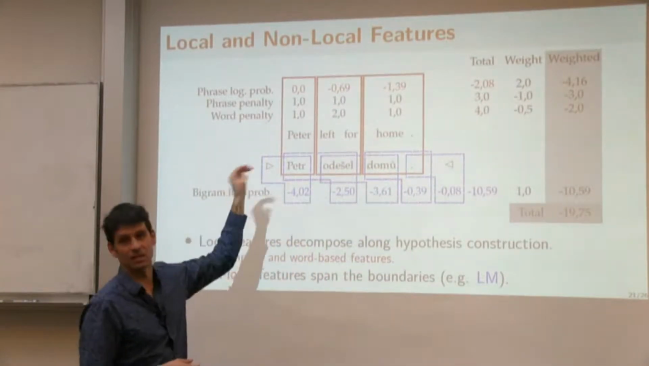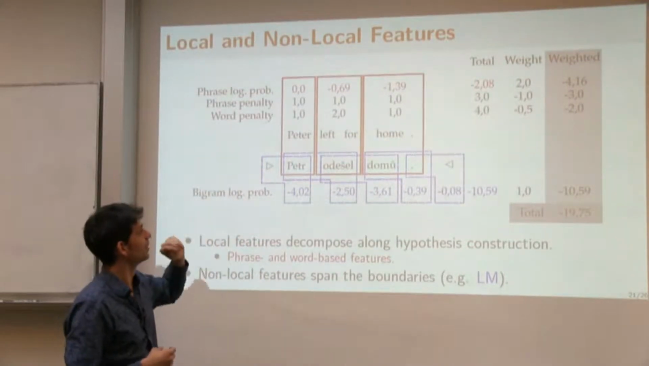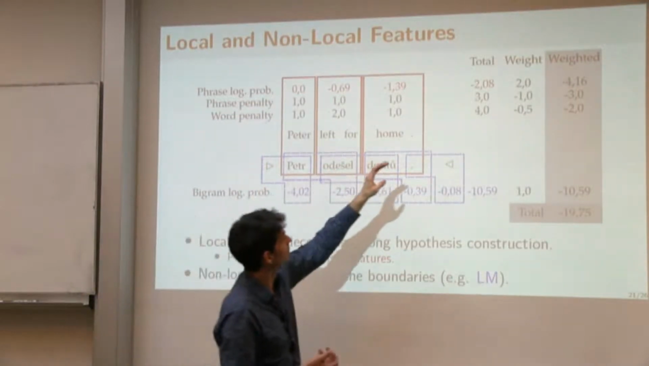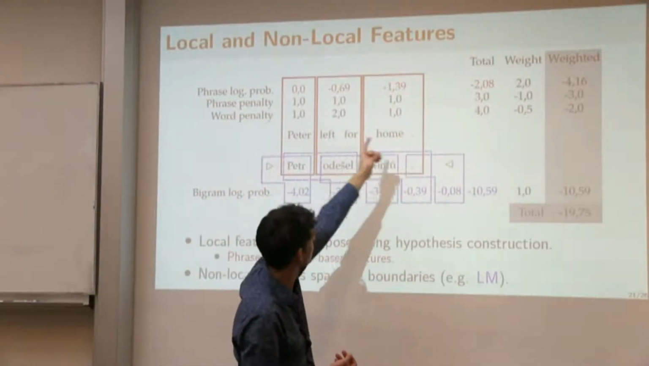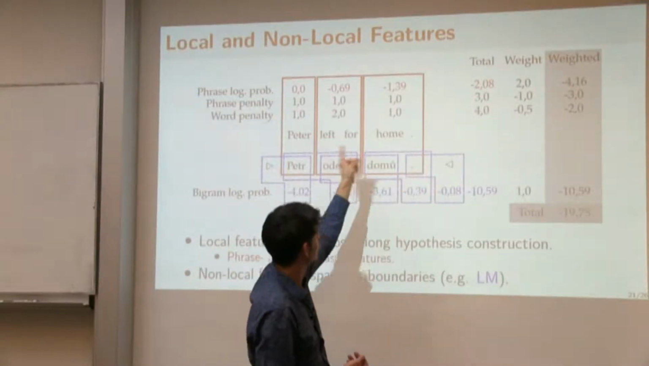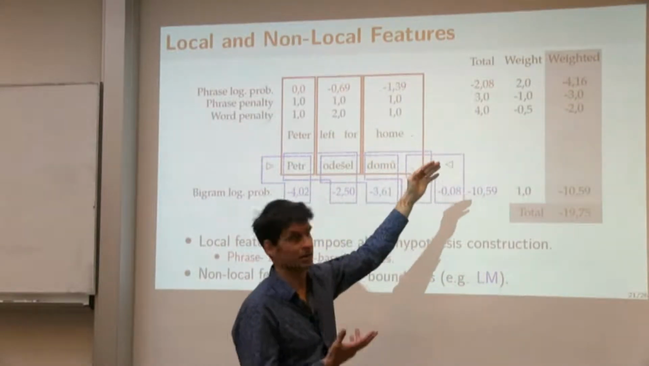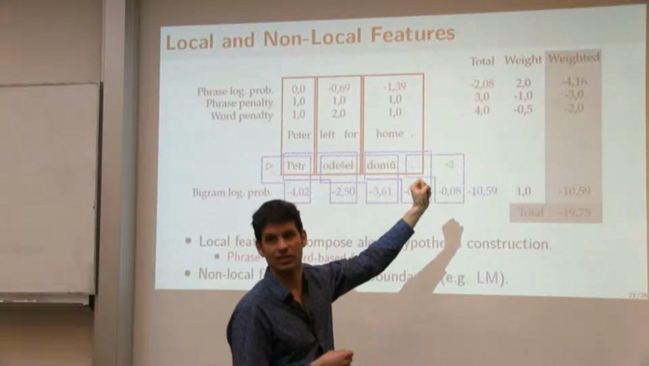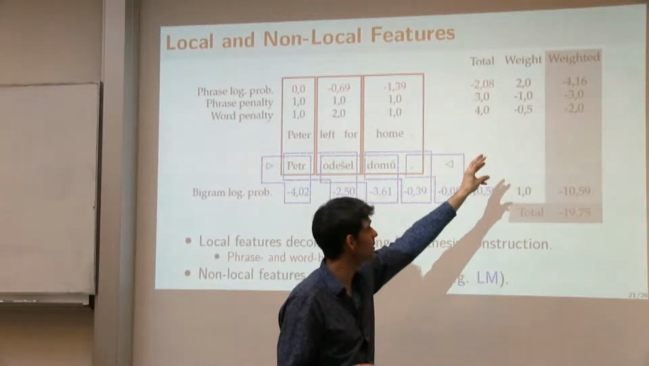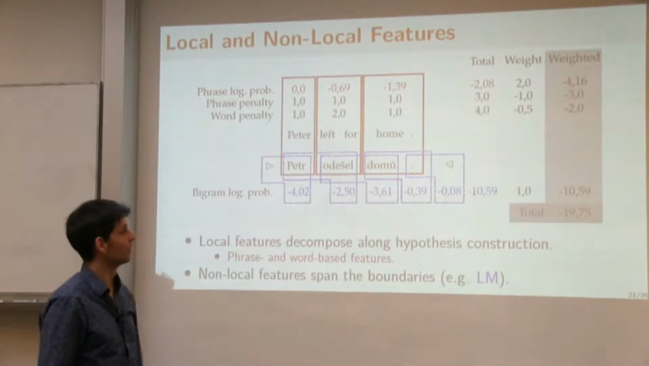These are the contributions of each of the feature functions, and you sum them along the puzzle pieces. That's what the total says. And then you apply the weight. These weights are the lambdas in the linear model. This is something that we'll discuss in a second. You get the weighted combination, and then you sum them to get the total score of the hypothesis.